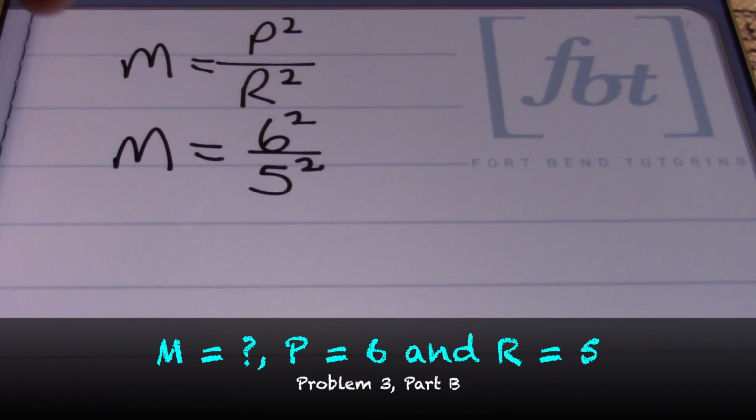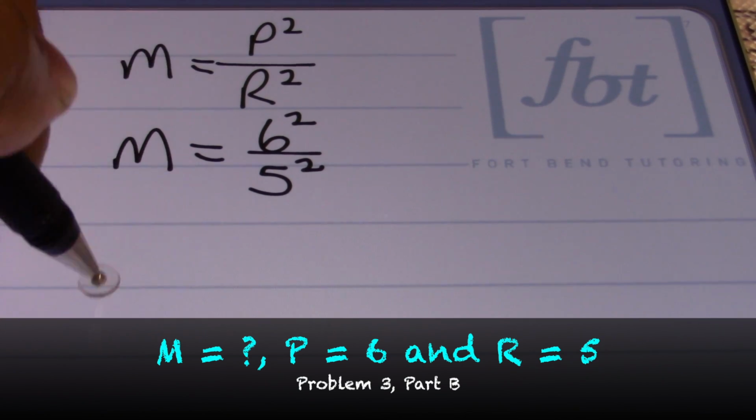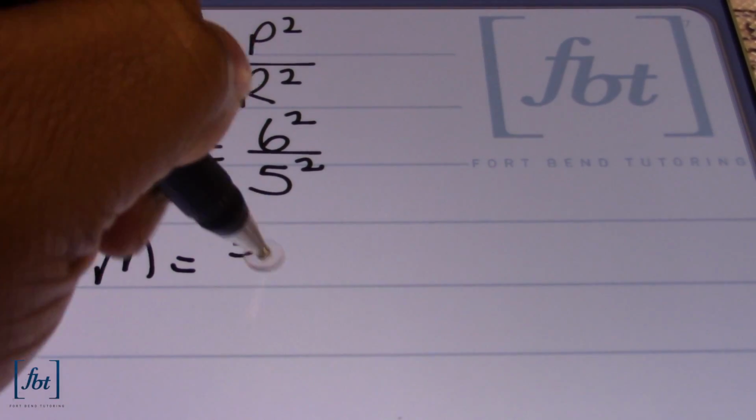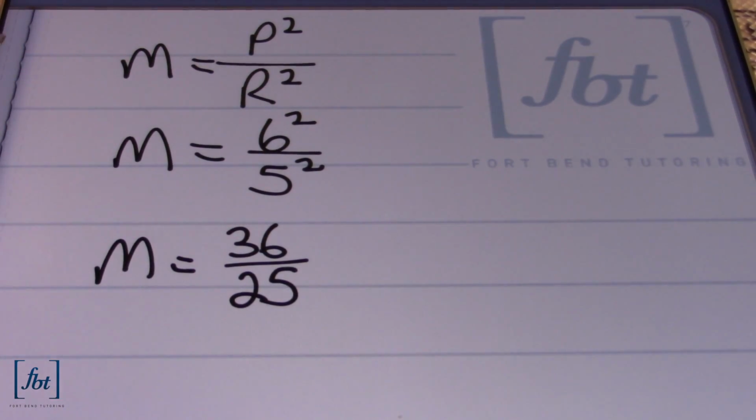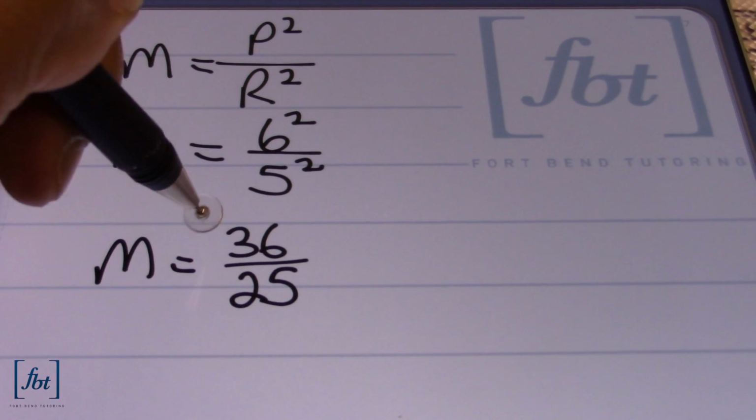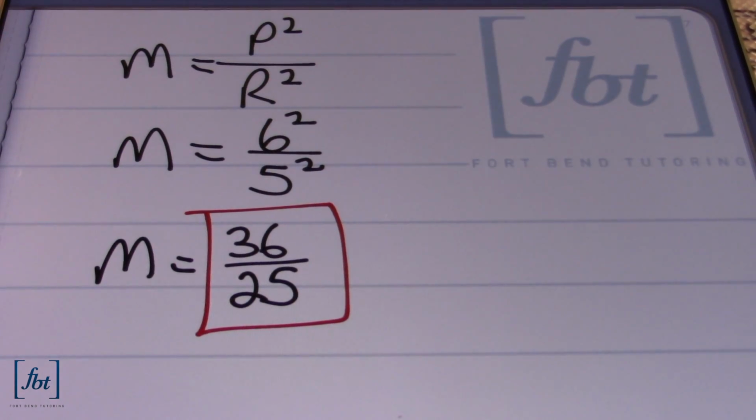So I have 5 squared here. Simplifying this, we'll have m equals 36, and 5 squared is 25. So our result here is 36/25. And this is our answer for part B. That wasn't bad at all. Red boxing it.